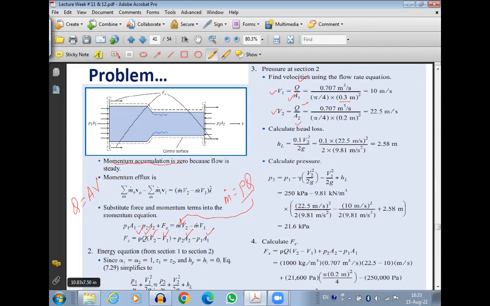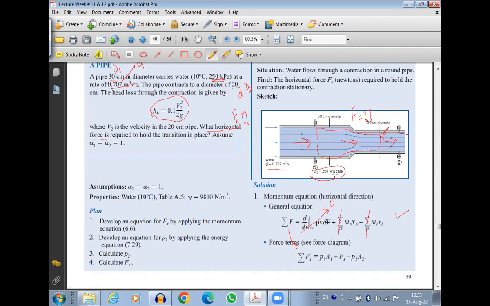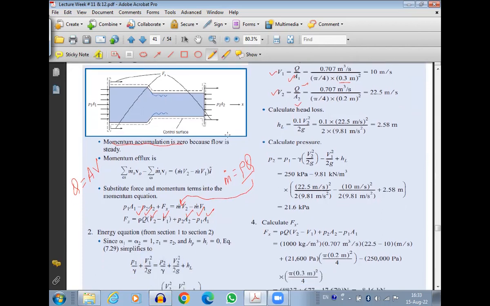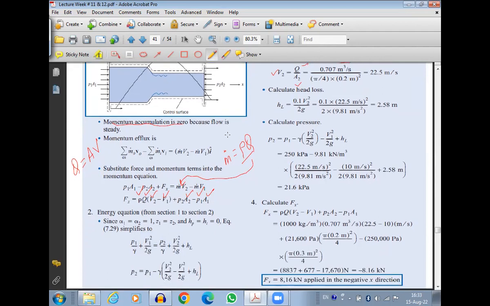P1 is known because it was mentioned in the question: P1 is 250 kilopascal gauge. So now there is only one term left, P2. If we know P2, we can find out Fx. For finding P2, we now have to solve the energy equation. I'm not going to say Bernoulli's equation. Why? Because this is a pipe flow, and whenever you have pipe flow there are head losses, and you cannot use Bernoulli's equation where viscous effects and head losses are present. So we have to use the energy equation.